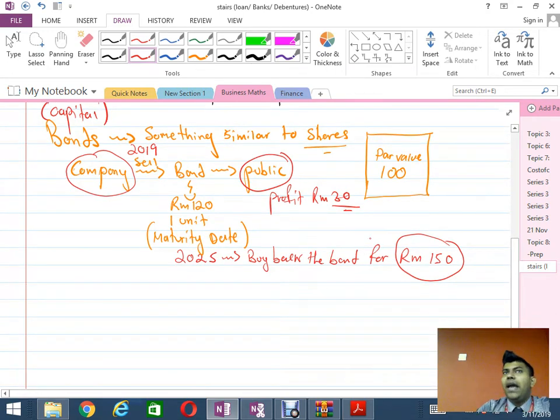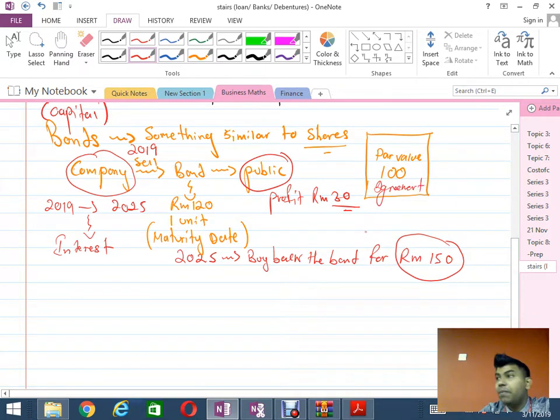Okay. And sometimes, listen, sometimes from 2019 to 2025, in between you will get interest depending on the company agreement lah. What they put in the agreement here. Okay, agreement in the paper. Okay, so in between you might get some interest also. Apart from this 30 ringgit, you also will get some interest, example.